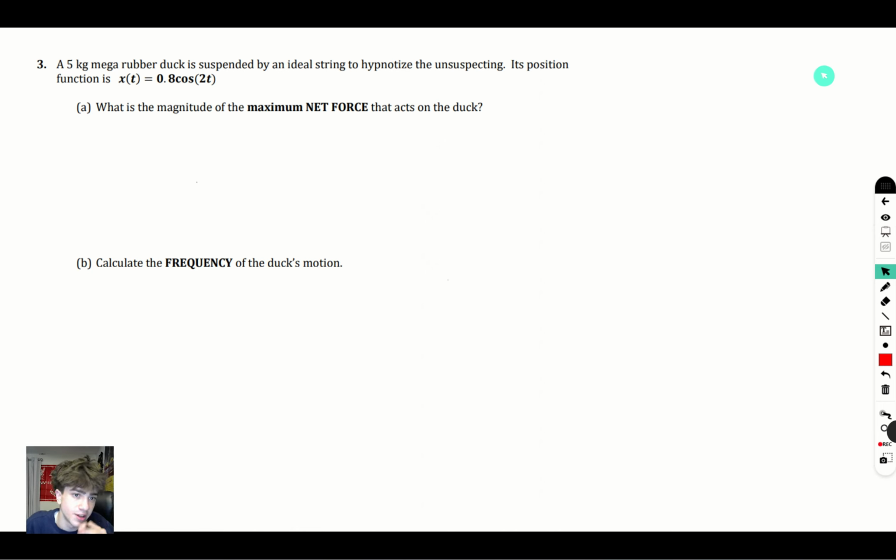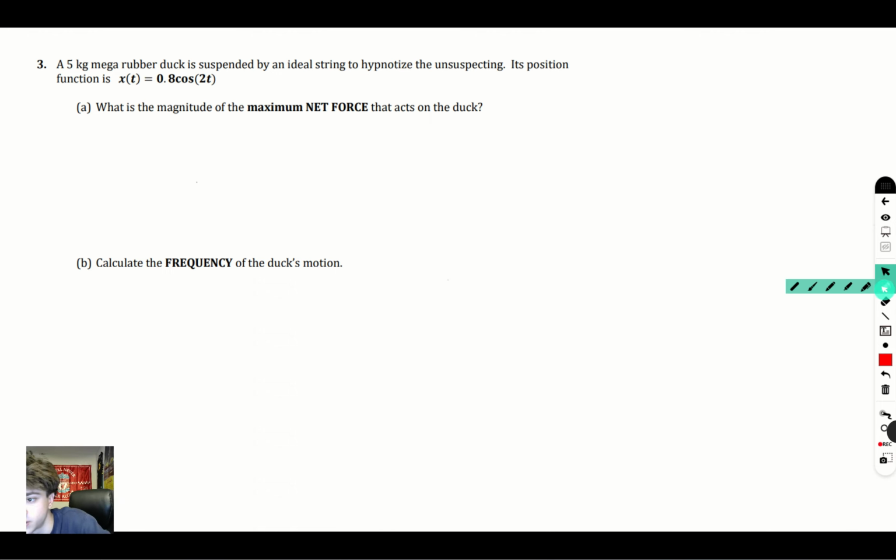Problem 3 reads, a 5 kilogram mega rubber duck is suspended by an ideal string to hypnotize the unsuspecting. Its position function is x of t equals 0.8 cosine 2t. Part A is asking us, what is the magnitude of the maximum net force that acts on the duck?